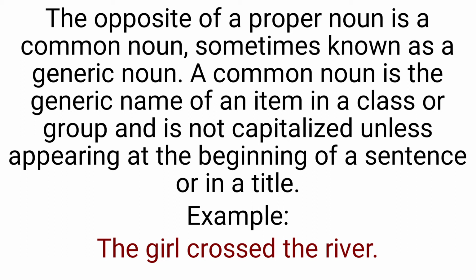Let's take an example. The girl crossed the river. Girl here has been used for females, so every female of the same age is called a girl. If we make it proper, Sita crossed the river. Now Sita is a proper noun. But what is Sita? Let us say Sita is a girl. So the girl crossed the river. In the same way, river is also a common noun.